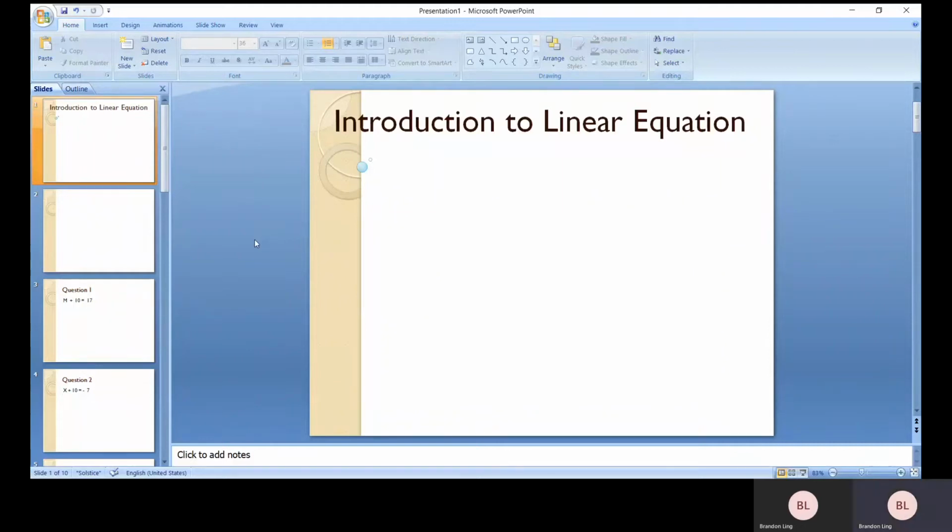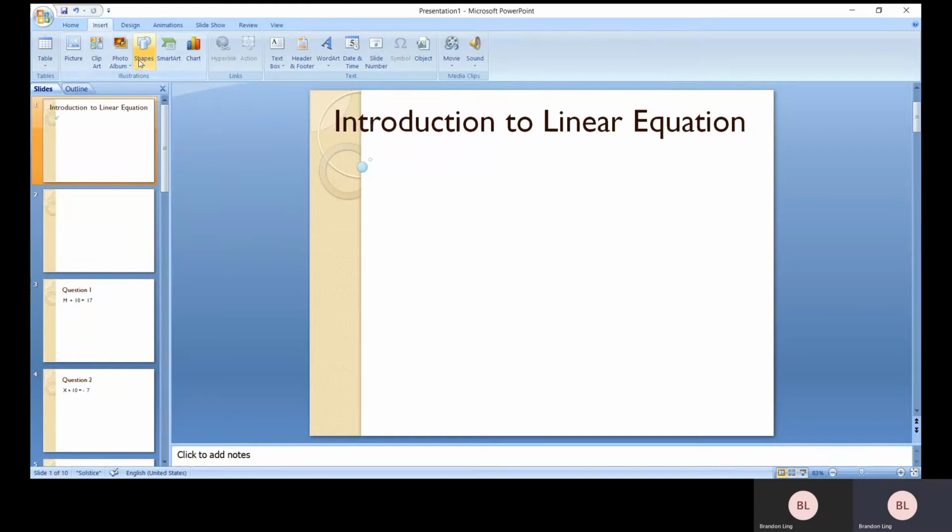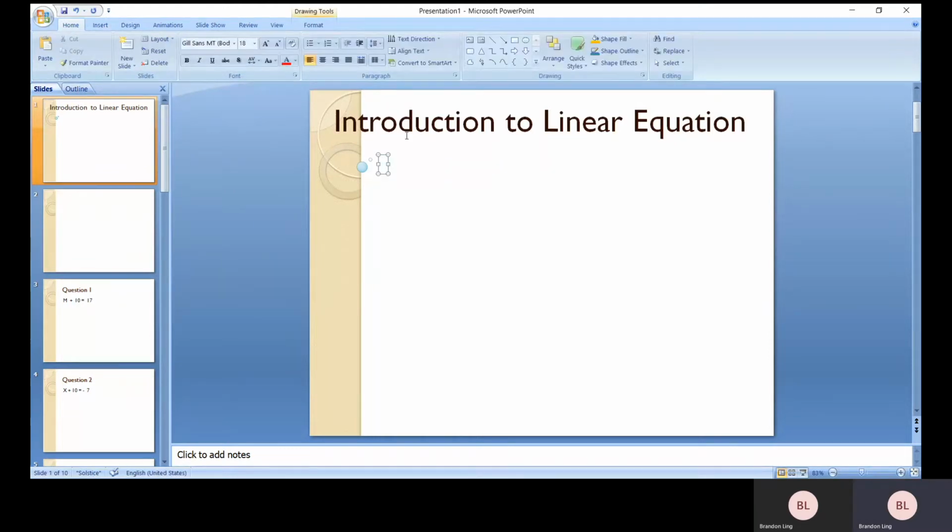Introducing to you what is a linear equation. Not only for our exam, linear equations actually help us solve some of our daily life problems.